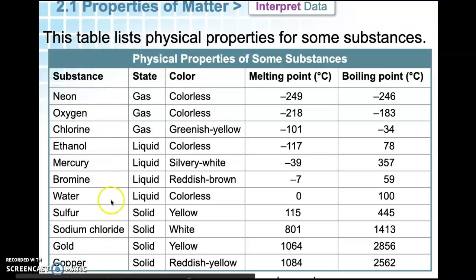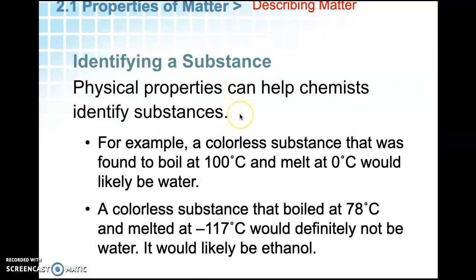And here's a list of physical properties for some substances, and you can see these substances here are elements and compounds, but the state of matter, their color, where they melt, and where they boil. Now, the states that you see here are listed at room temperature, as you can see at the bottom, but just understand that all of these things occur: boiling point, melting point, color, state. Those are all physical properties. They can help us identify.